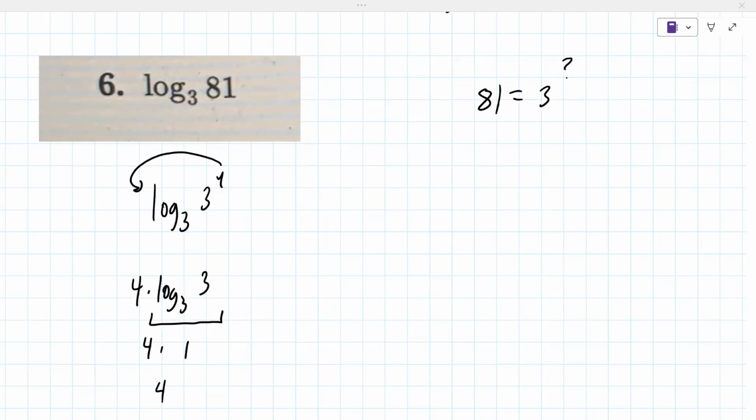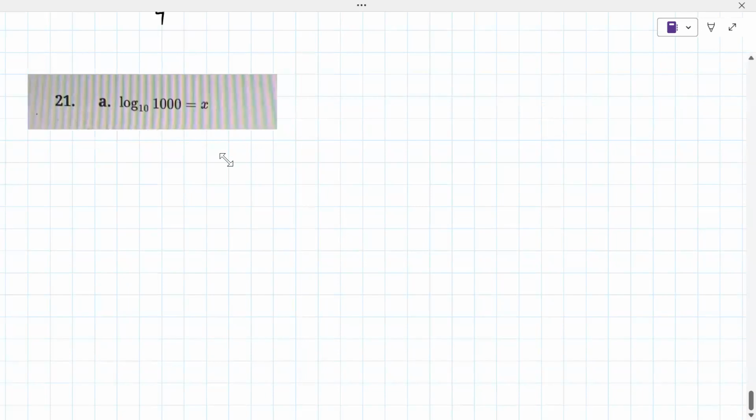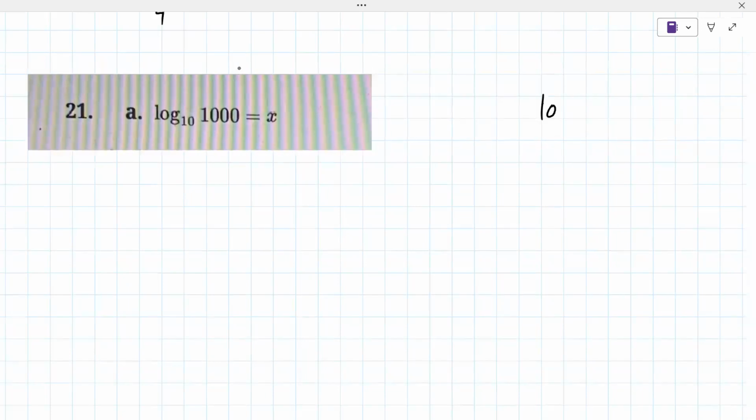Okay, let's look at 21. A few more of these to close out today. Strangely, they're doing part A's and B's now all of a sudden. All right, log base 10 of 1,000. So a couple of things here. Let's just say it was a log of 1,000. If nothing is written, it's assumed to be 10.